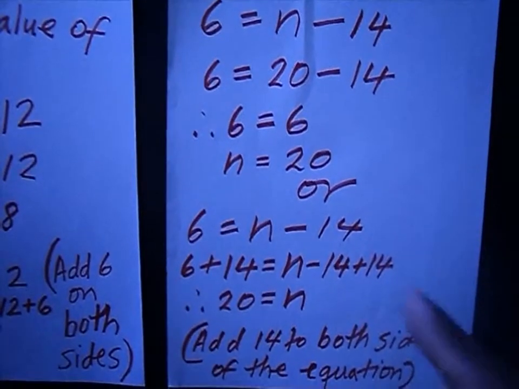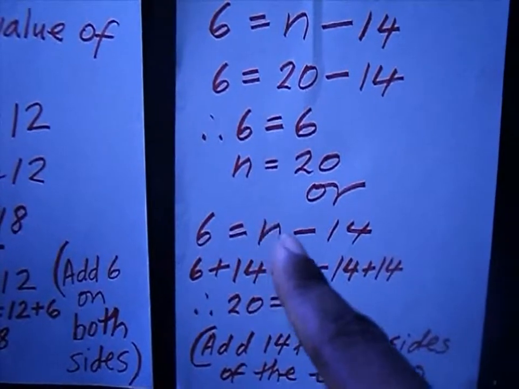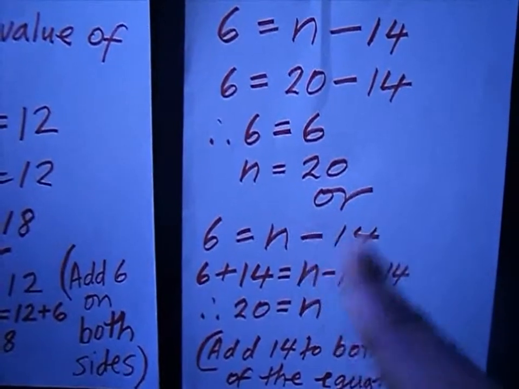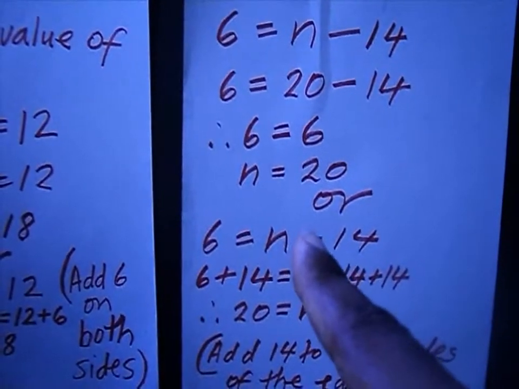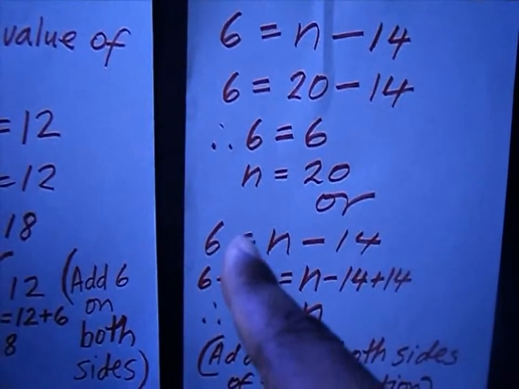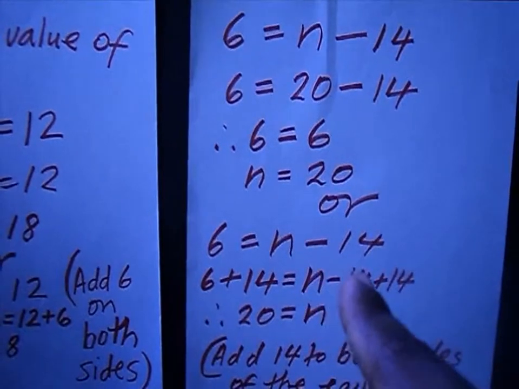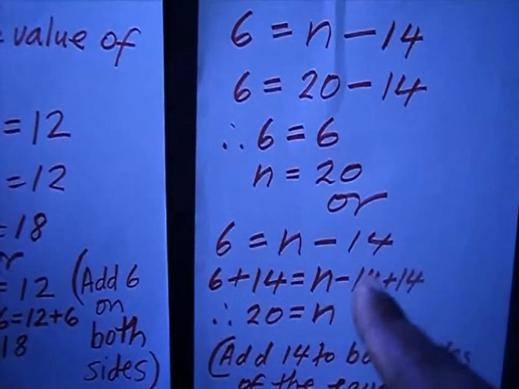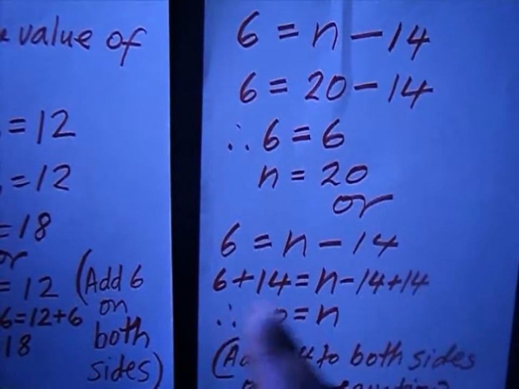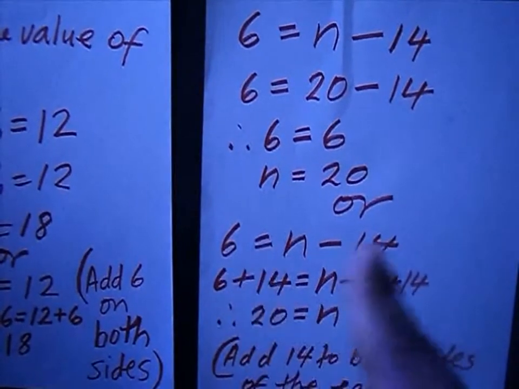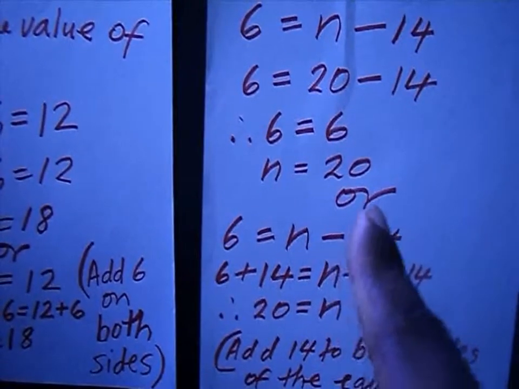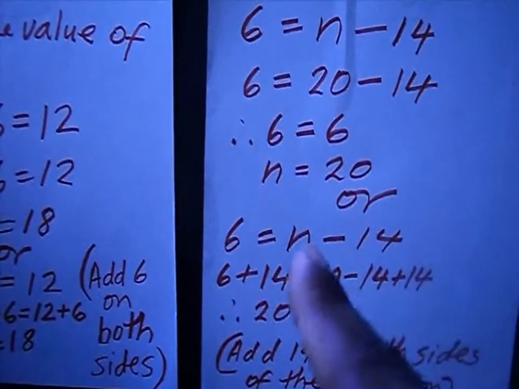The other way here, you have 6 equals n minus 14. Since it's a negative 14, to get rid of this 14 and have n by itself, you add 14 on both sides. So it's negative 14 plus 14, and plus 14 here. So it will be 6 plus 14 is equal to n minus 14 plus 14. Minus 14 plus 14 will give you 0. So 6 plus 14 is 20, so n is equal to 20. So you add 14 on both sides.